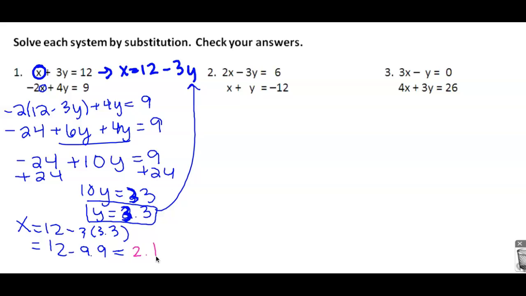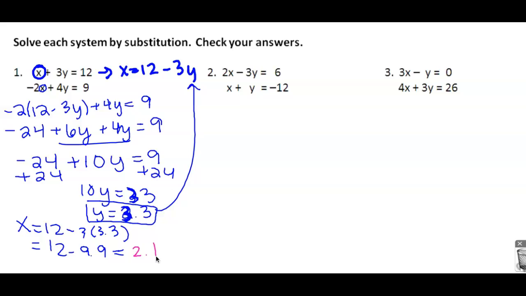2.1. Good. So this is a problem where you see we have these decimals. This one wouldn't be very nice to graph because they're not going to meet at a coordinate corner. So that's why it's important to have methods for solving by hand and methods for solving by graphing.